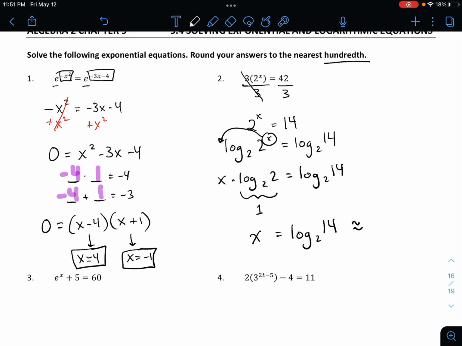3.8073. It's an irrational number, so it's going to go on forever. But if we round to the nearest 2 decimal places, we should get 3.81. All right, 3.81 will be my approximation. So what that means is that 2 to the about 3.81 power will give me 14. All right, so that's what that means there.